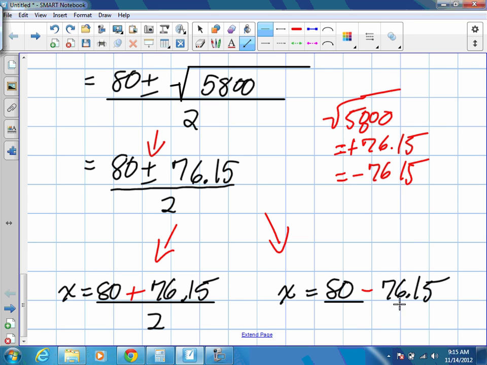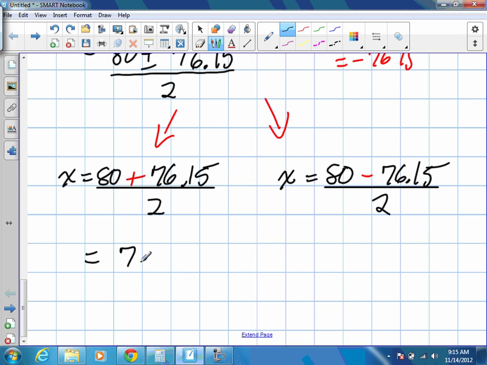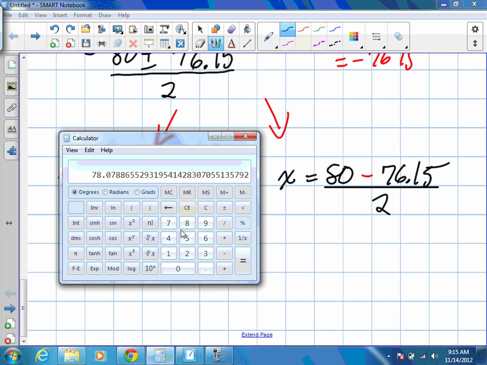So we'll use our calculators to figure this out. 80 plus 76.15, divided by 2, gives 78.07. That sounds like a ridiculous amount. And the other one is probably going to be our answer. 80 subtract 76.15, divided by 2, equals 1.925. That makes much more sense.